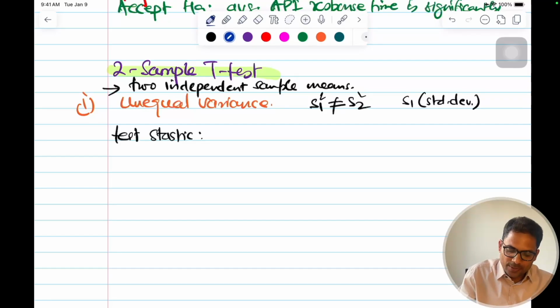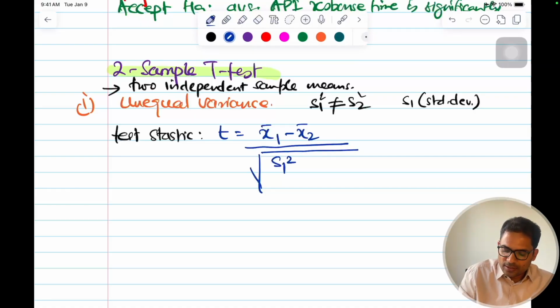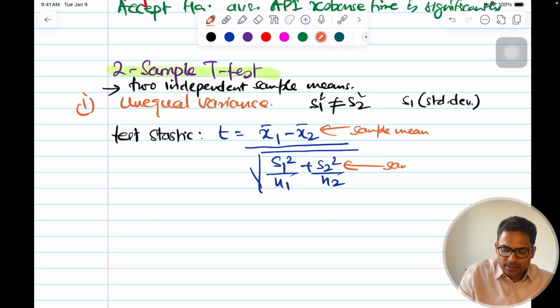So my test statistic would be t equal to the difference of the two means, as I mentioned, and there will be some form of standard deviation in the bottom to normalize or standardize it, some scaling factor, and this will be equal to the square root of S1 squared by N1 plus S2 squared by N2. These are your sample means, these are sample standard deviations, and this is your sample size.